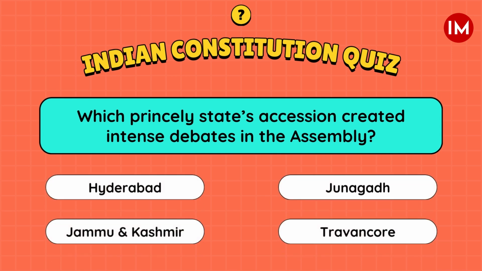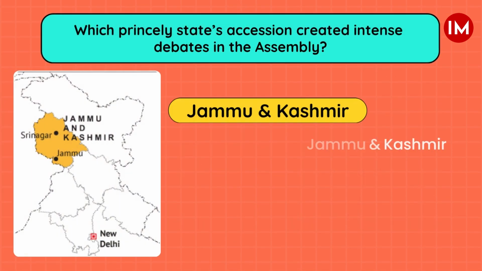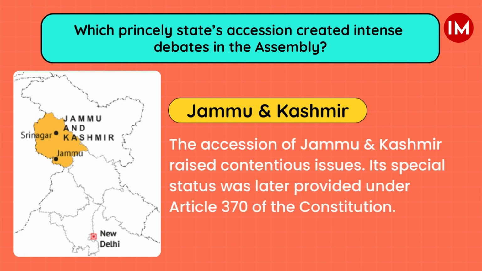Question 16. Which princely state's accession created intense debates in the Assembly? A. Hyderabad, B. Junagadh, C. Jammu and Kashmir, D. Travancore. The correct answer is C. Jammu and Kashmir. The accession of Jammu and Kashmir raised contentious issues. Its special status was later provided under Article 370 of the Constitution.